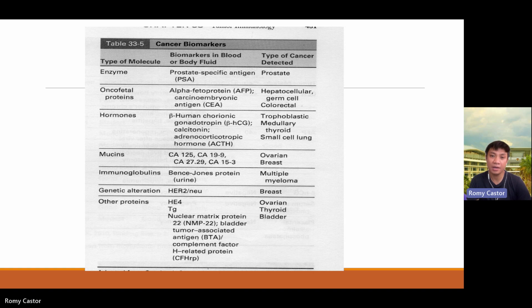Genetic alteration, so we have your HER2 and NEU, so human, that's your HER2 NEU associated here with the breast cancer. Other proteins, we have your HE4. HE4 stands for the human epididymis protein 4 associated with the ovarian cancer. TG is our thyroglobulin associated with the thyroid cancer. For the bladder cancer, some tumor markers that includes the nuclear matrix protein 22. Also here, the bladder tumor associated antigen, and we have also here the complement factor H related protein. That's all for the bladder cancer.